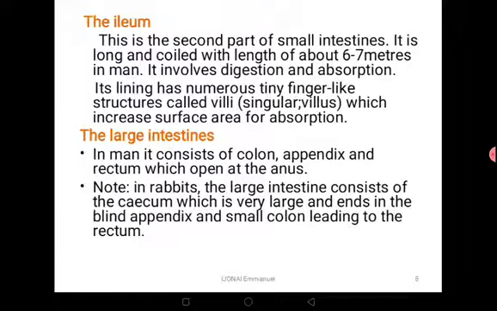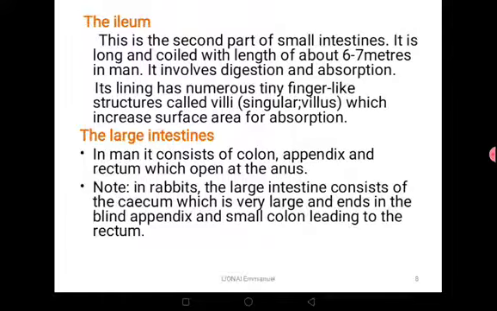This is the second part of the small intestines. It is long and coiled with a length of about 6 to 7 meters in man. It involves digestion and absorption. Its lining has numerous tiny finger-like structures called the villi. One is called the villus, which increases the surface area for absorption.